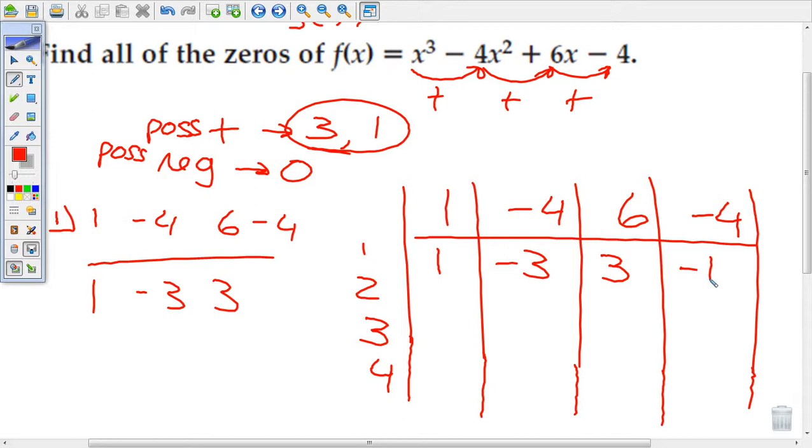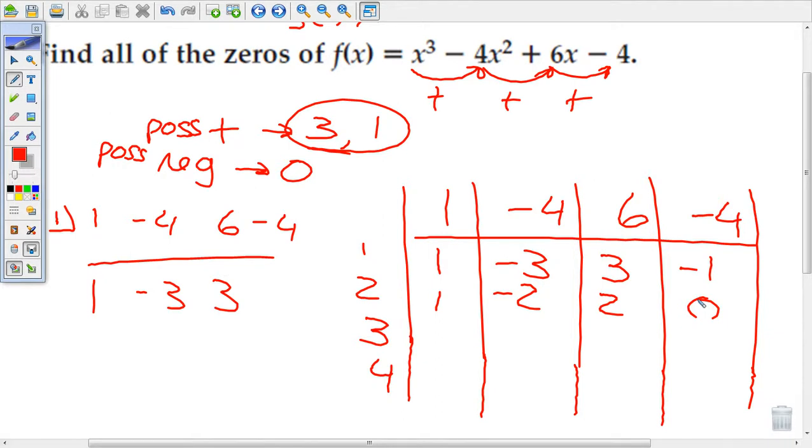Try 2. So now we're on to 2. So you bring the 1 down. Still 1. Multiply 1 by 2. 2. Add it to negative 4. Negative 2. Negative 2 times 2. Negative 4. Add it to 6. 2. 2 times 2 is 4. Add it to negative 4. Whoa. 0! Yay!